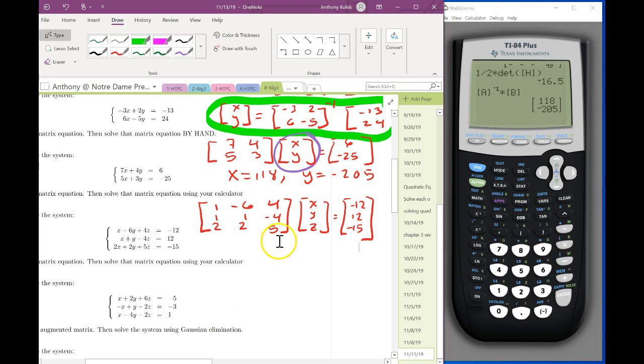In fact, we'd have to do it on the calculator. We haven't talked about how to find the inverse for a 3 by 3 matrix, and I would not ask you to do that without using the calculator. It's beyond the scope of this course how you would do that.